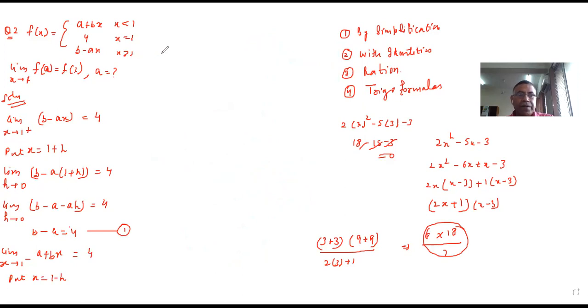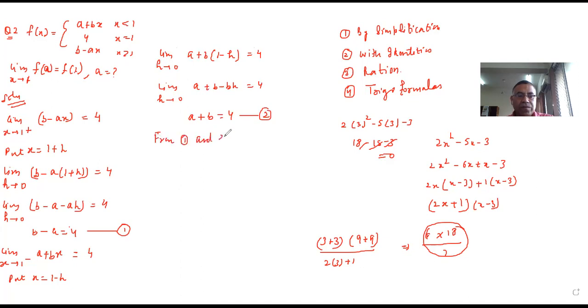So limit h tends to 0, a plus b into 1 minus h, which is equal to 4. So limit h tends to 0, a plus b minus bh equal to 4. That is a plus b equal to 4. This is the second equation. So we will solve from 1 and 2.